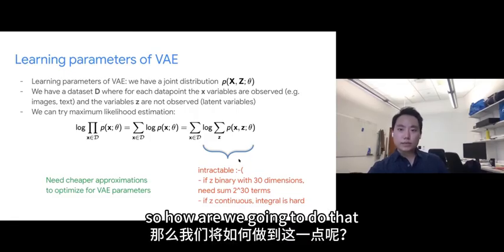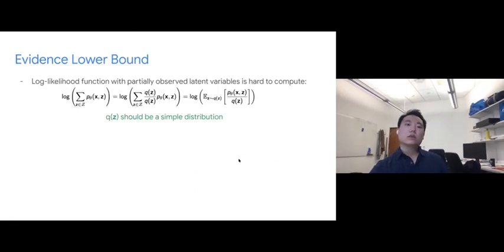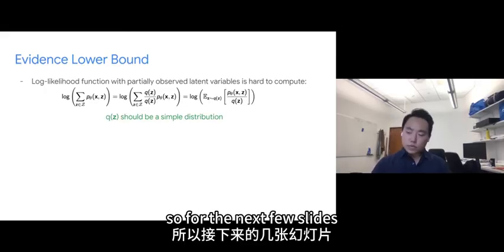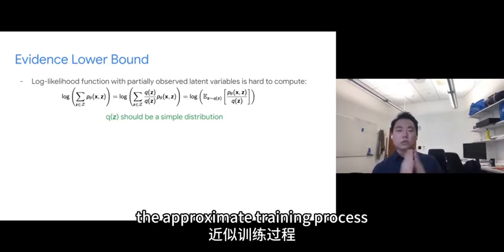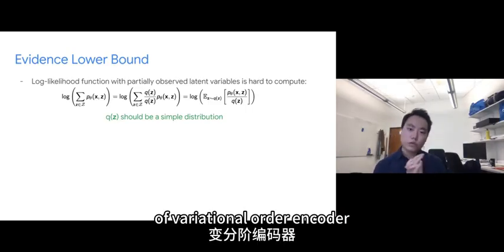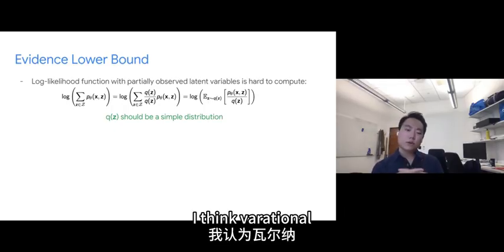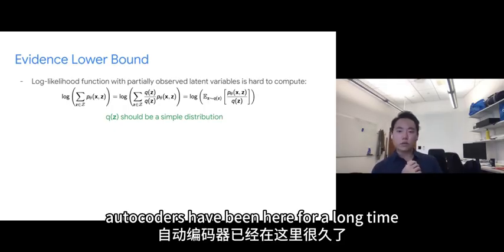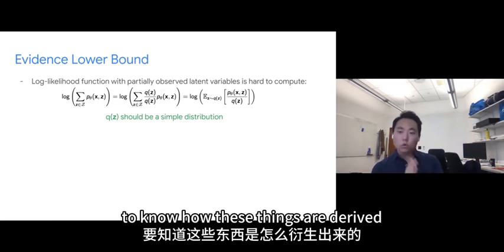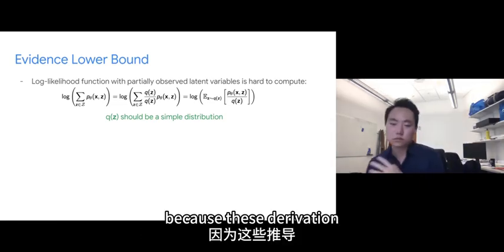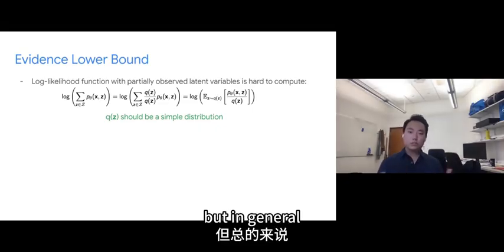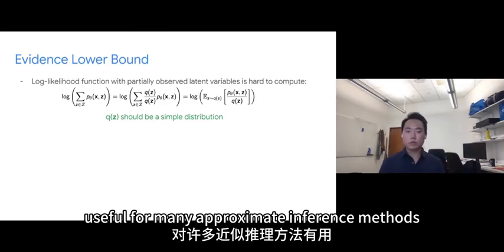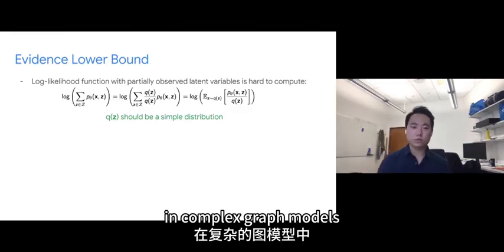So how are we going to do that? For the next few slides, I'm going to derive the training process, the approximate training process, of variational autoencoders. I think variational autoencoders have been around for a long time, but it's still pretty important to know how these things are derived, because these derivation techniques are useful not just for variational autoencoders, but in general for many approximate inference methods in complex graphical models.